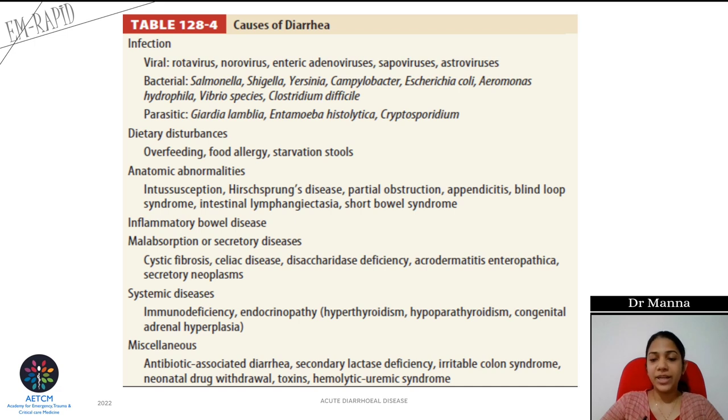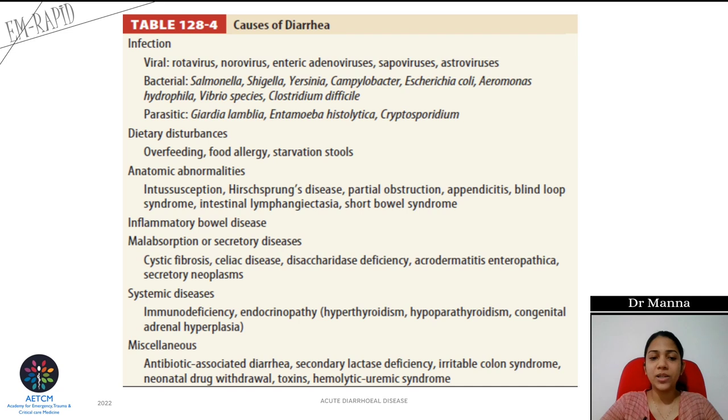Then it can be because of some anatomical abnormalities like Hirschsprung's disease, or some surgical problems like intussusception, partial obstruction, appendicitis, blind loop syndrome, short bowel syndrome. Or it can be inflammatory bowel disease or some malabsorption, like lactose intolerance, cystic fibrosis, wheat intolerance, that is celiac disease. Or because of some secretory neoplasms also. And some systemic diseases like immune deficiency, hyperthyroidism, hypoparathyroidism, congenital adrenal hyperplasia can also cause non-infective diarrhea.